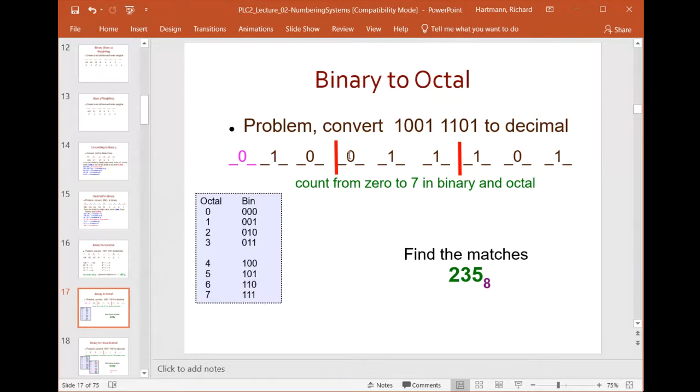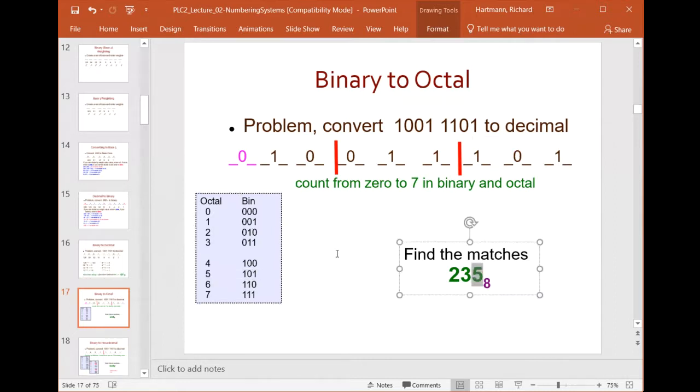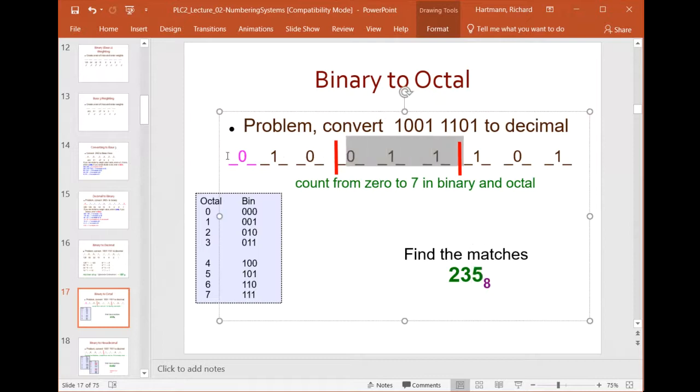So what we see here is when we look at this, start from the right-hand side, 101, just come over here and find it. 101, that's the number 5. And then look at the next 3 bits. 011. Okay, 011, that's the number 3. And then look at the next 2 bits. Now, we actually only had 2 bits left.